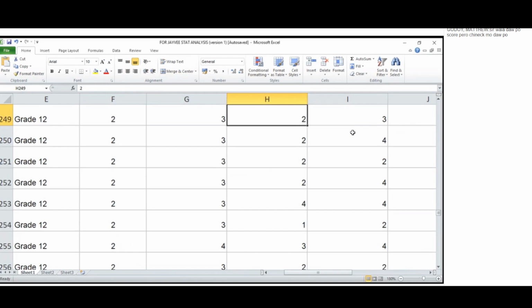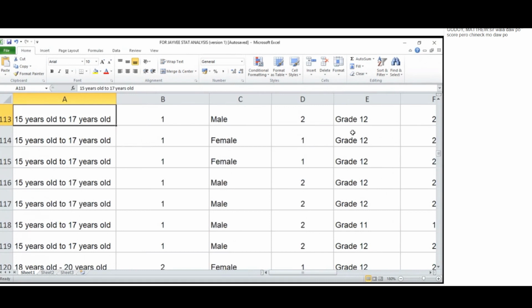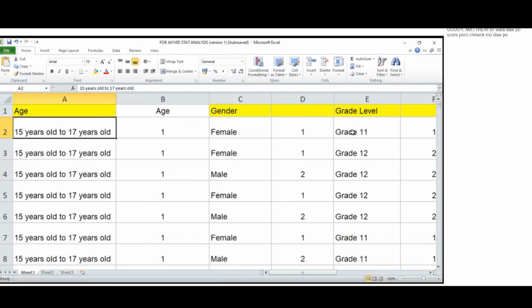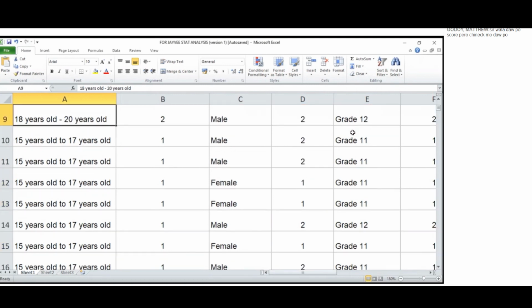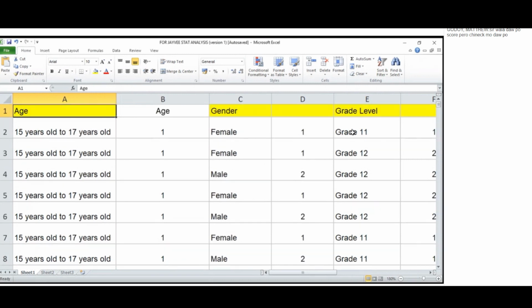So this is now the summary of the collected data. This is now the age. They have 15 to 17 years old, 18 to 20 years old, 21 to 22 years old, and so on. For the gender, they have female and male. And of course, for the grade level, they have grade 11 and grade 12. What they are measuring here is the academic anxiety of senior high school students. And they would want to know if there is a difference in the academic anxiety of the students as per their demographics: age, gender, and grade level.